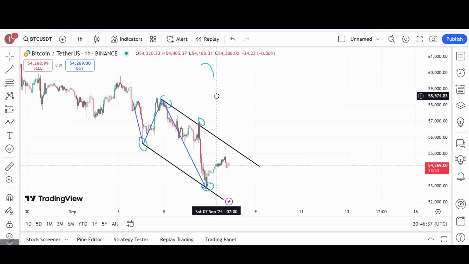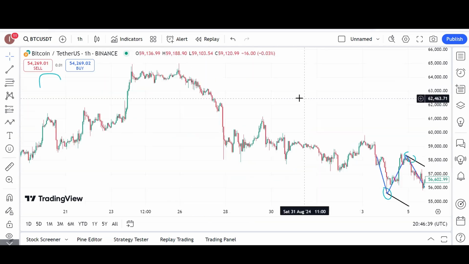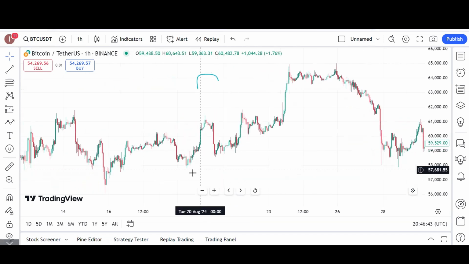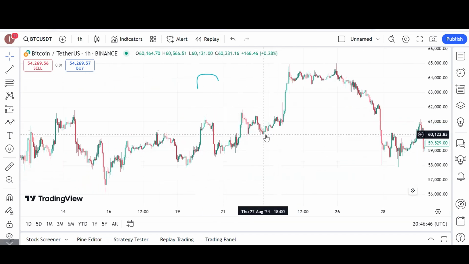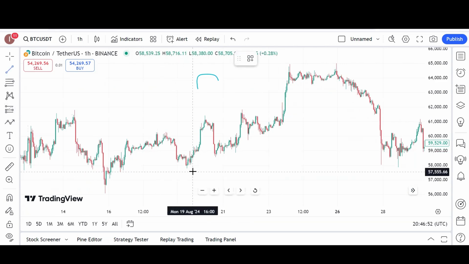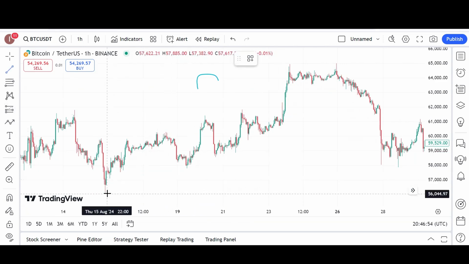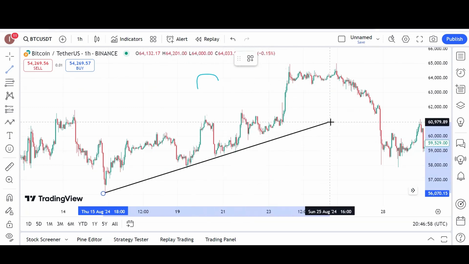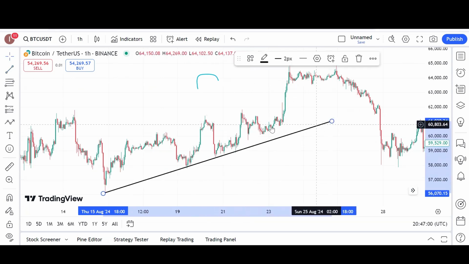We will give you more examples. I will check another example. As you can see here, first tap, second tap. This is the first tap, second tap, and this is the third tap.